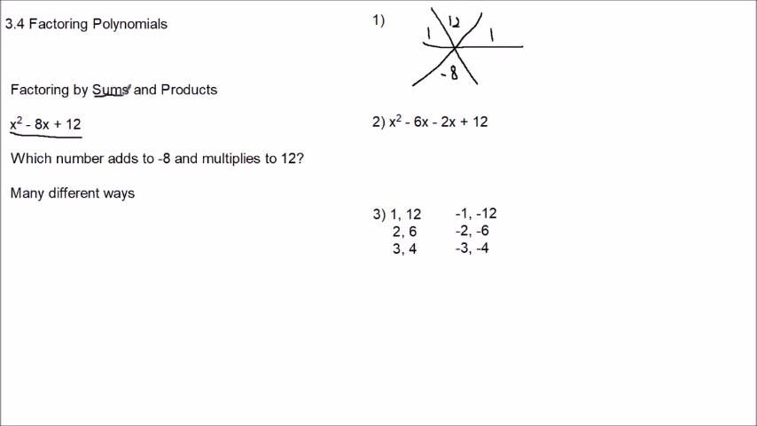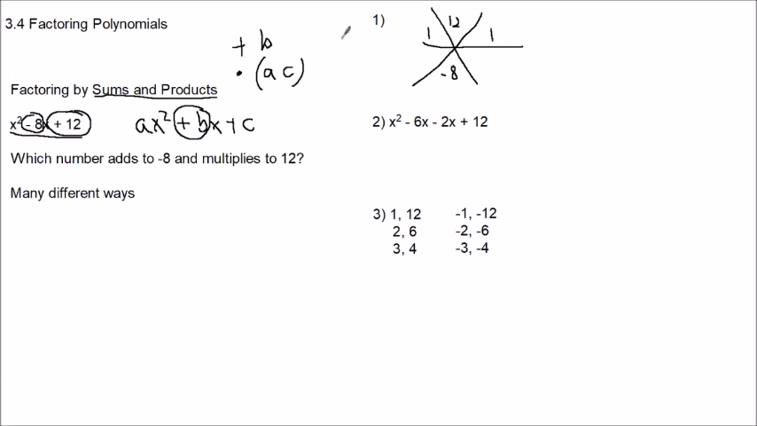Now, it's called factoring by sums and products, and there are many ways to do it, but the basic concept is we want two numbers that add to negative 8 and multiply to 12. So in a quadratic function ax squared plus bx plus c, we want two numbers that add up to b and multiply to a times c, which is what we've set up right here.